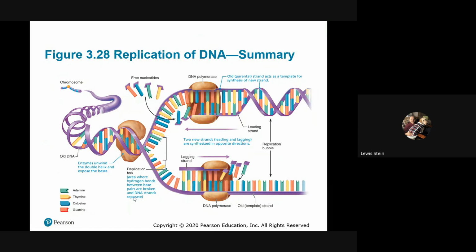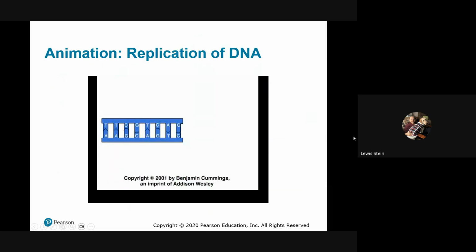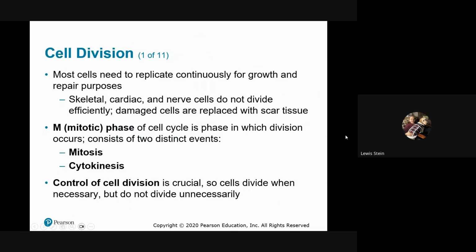So what you're seeing, this would be the area where the fork is, where they split. The whole thing would be encased in a bubble. Thank goodness you don't have to know that. Not going to have to do that. Now we get to the important part.